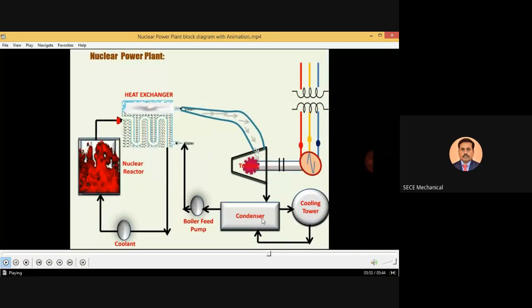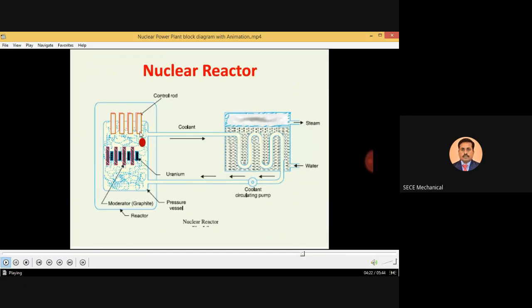After that, in the condenser, the low pressure steam is cooled. For that you have to use a cooling tower. With the help of the cooling tower, cool water is circulated around the condenser. So the low pressure steam is converted into low pressure water that goes to the boiler feed pump, and again the water goes to the heat exchanger.